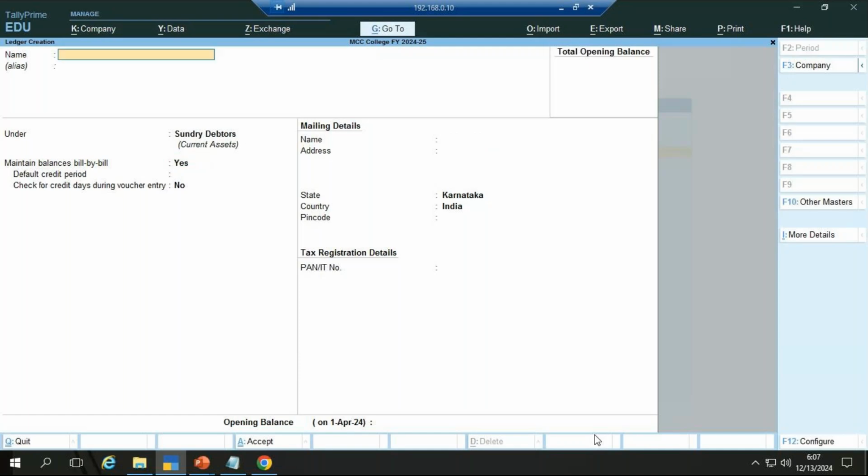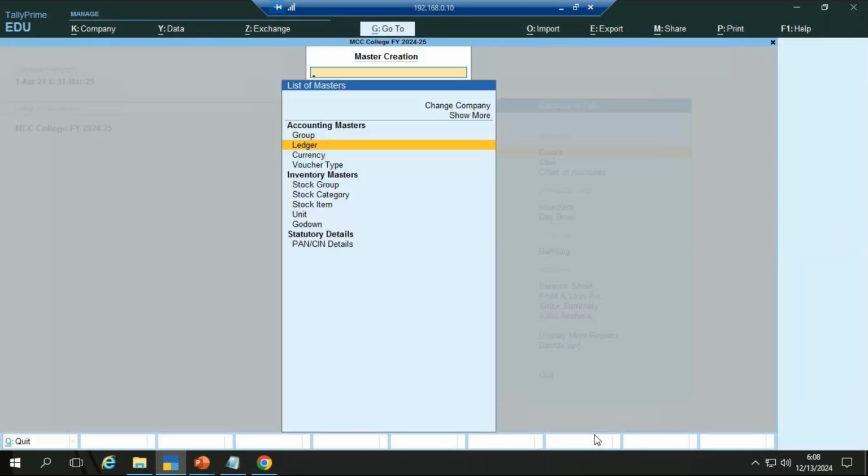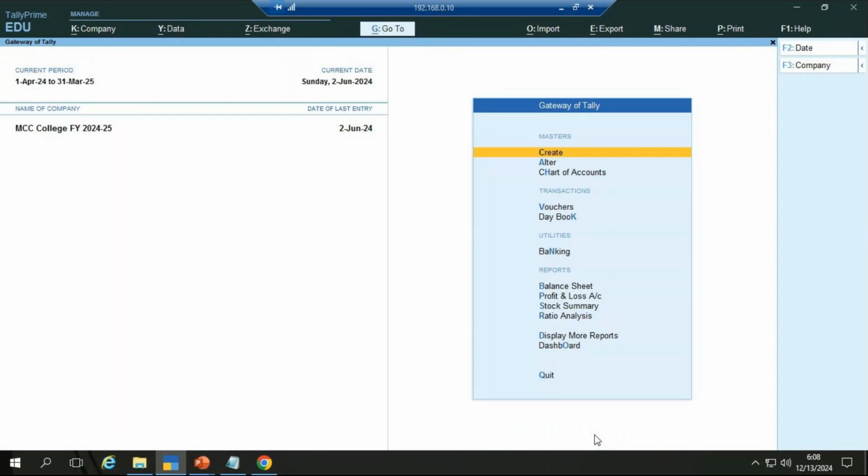So once you have completed your ledger creation, let me know. We'll continue. Yes, ma'am. Fine then. Use escape, escape, escape. Come to Gateway of Tally.